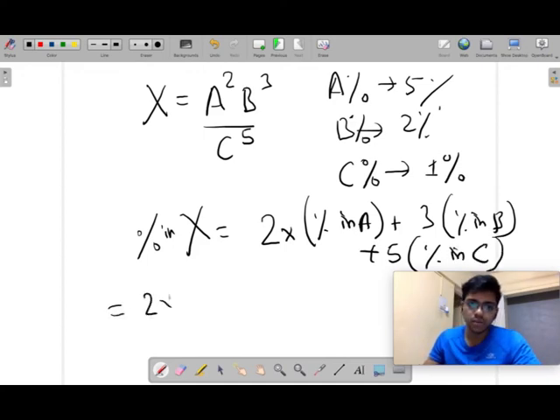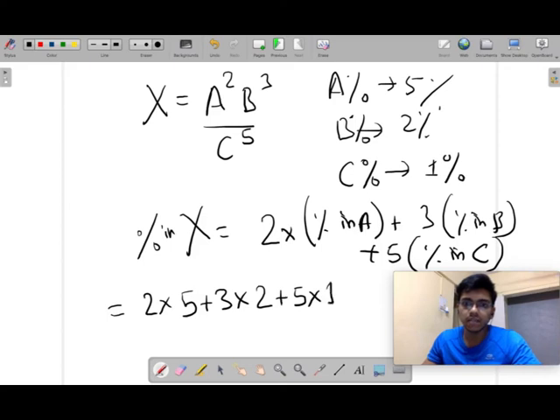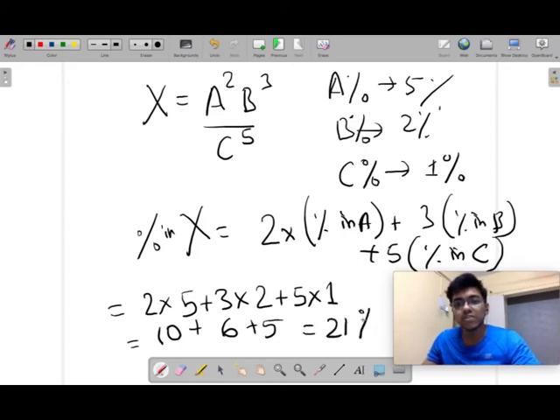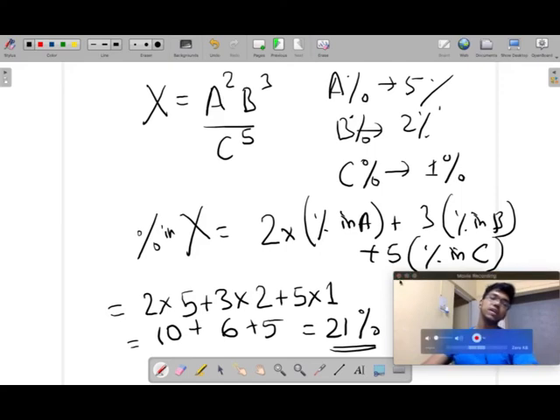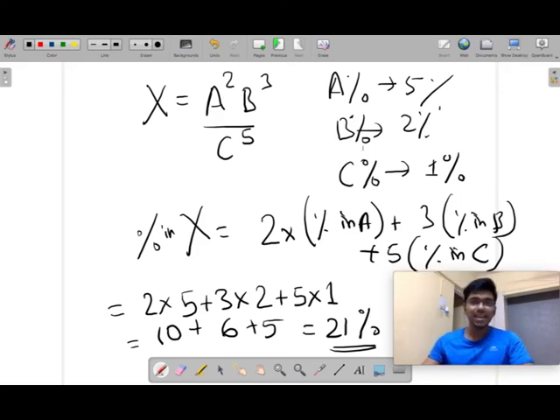Let me substitute that. 2 times percentage error in a is 5, plus 3 times percentage error in b is 2, plus 5 times percentage error in c is 1. So this will be the total error: 10 plus 6 plus 5, that is 21. So x is going to have a percentage error of 21. You can see that though these quantities have 5, 2 and 1, the final quantity x, since it depends on the powers, c is raised to 5, a is raised to 2 and b is raised to 3, ended up having a percentage error of such a huge number.